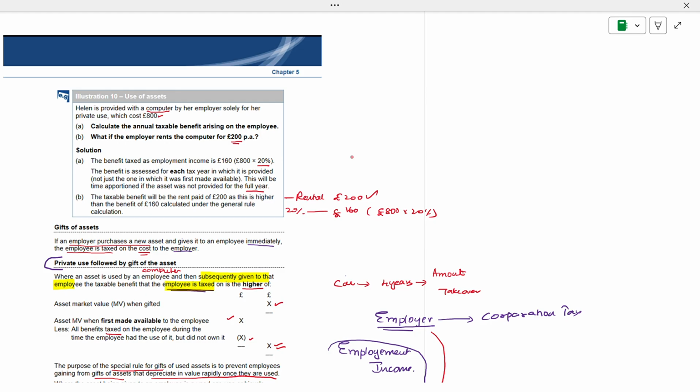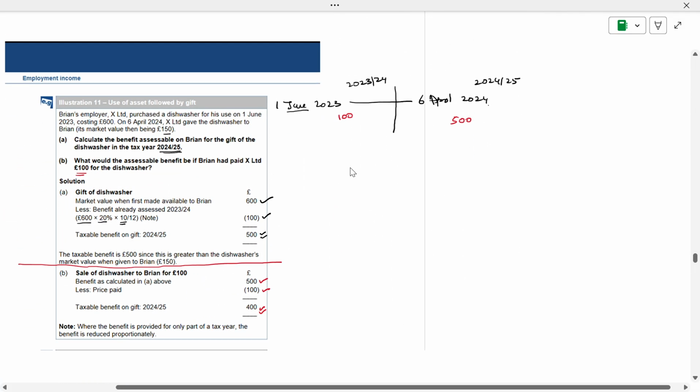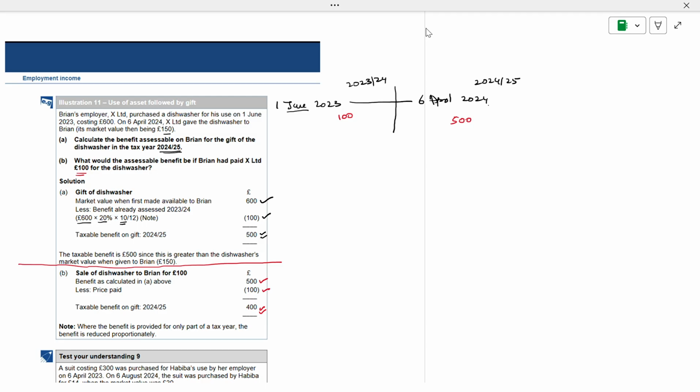Now see what they have said. They mention very clearly what if the employer rents. Are we renting the property in the example? Have they mentioned anything on a rental basis? No, sir. If they have not mentioned the rental basis, then the question will not arise. So this 600 is completely on purchase. They have mentioned very clearly, purchase a dishwasher. They have not said it is on a rental basis. No, sir.